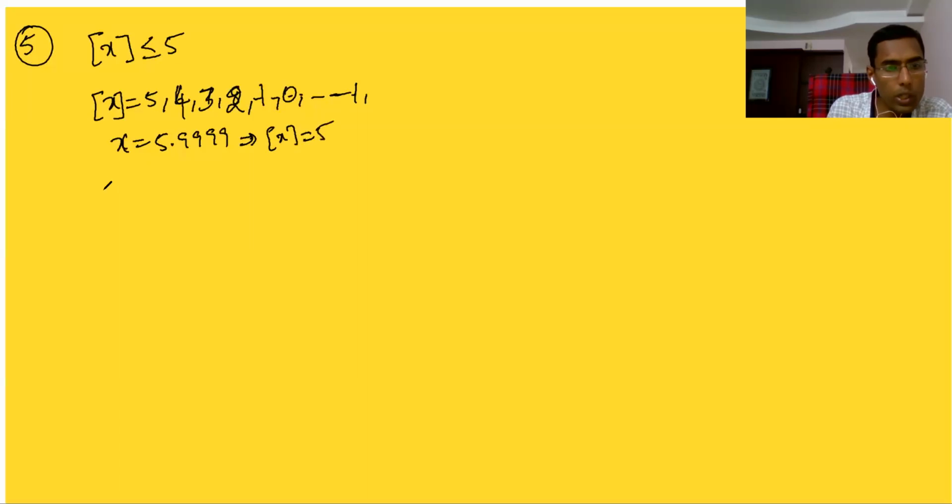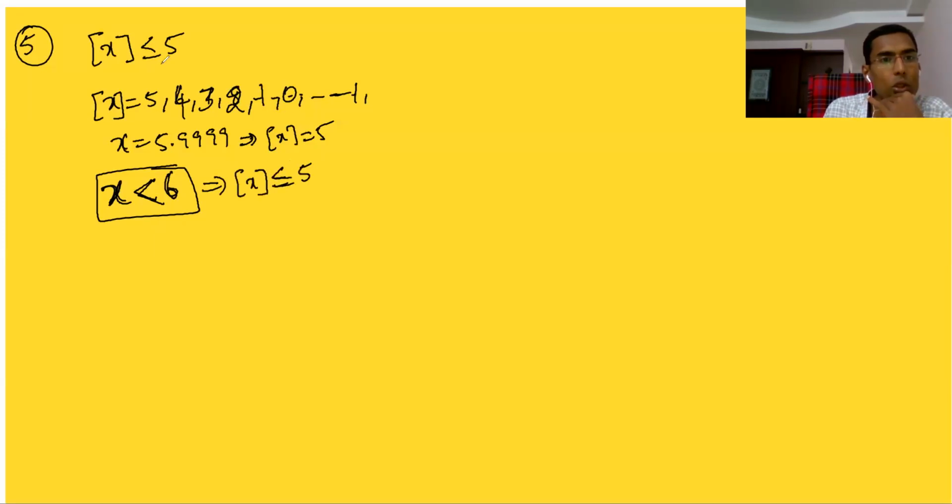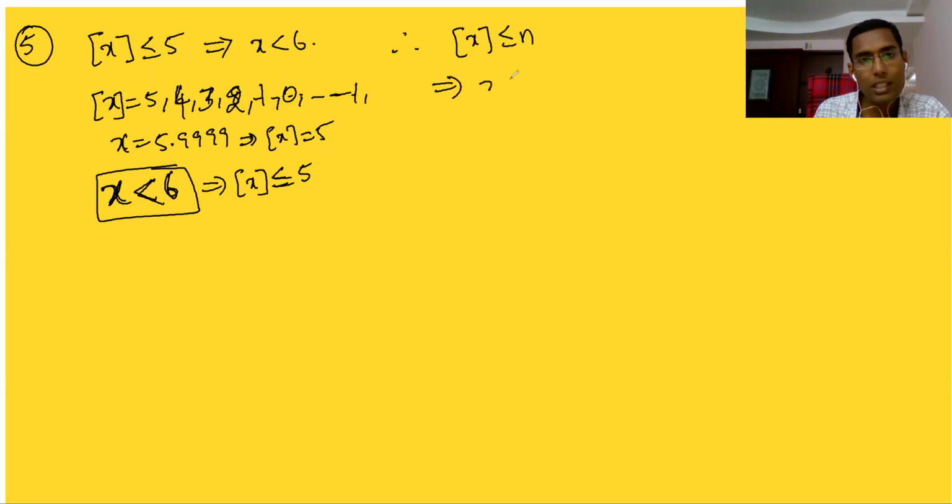So therefore what you take is x just less than 6. If you take x just less than 6, then automatically bracket x is less than or equal to 5. So this implies x is just less than 6. So therefore the conclusion is: bracket x is less than or equal to n implies x is less than n plus 1.